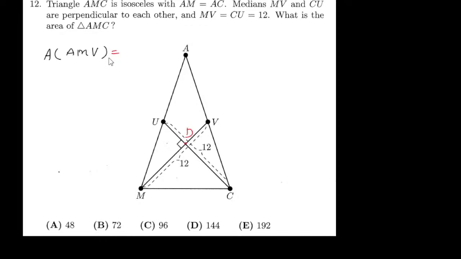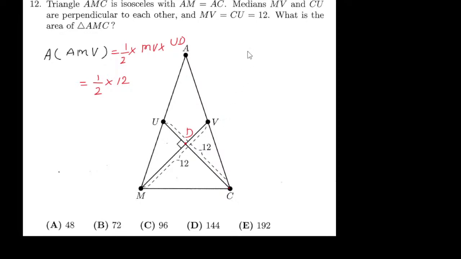So the area of triangle AMV is half of the base. Now the base here you can consider MV, and then the height on this you can consider UD. Okay, now this question is a little easy if we know the concept. Now MV is given as 12. Medians intersect at the centroid, and the centroid divides a median in the ratio 2:1. From C to D it is 2, and from D to U it is 1. So this 12 I have to divide in 2:1.